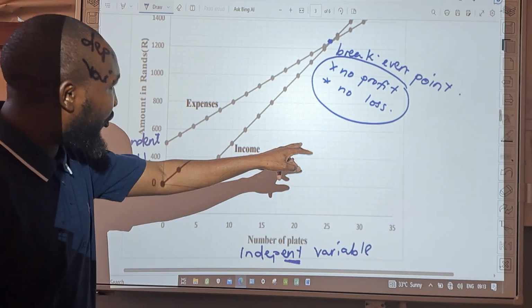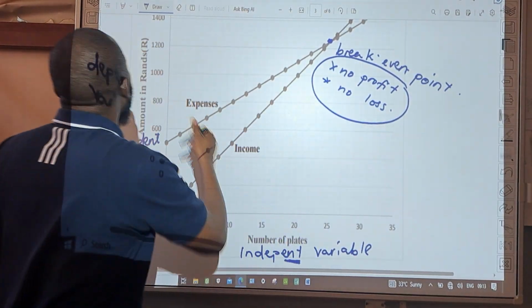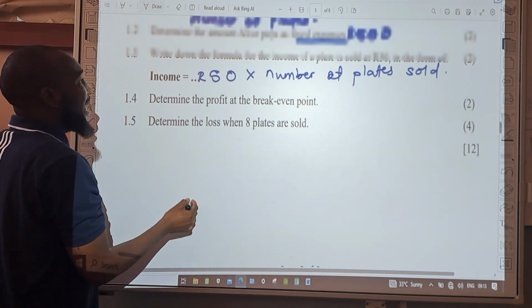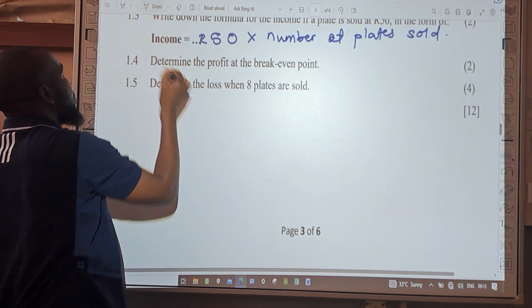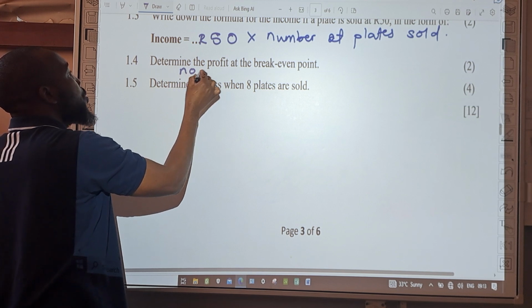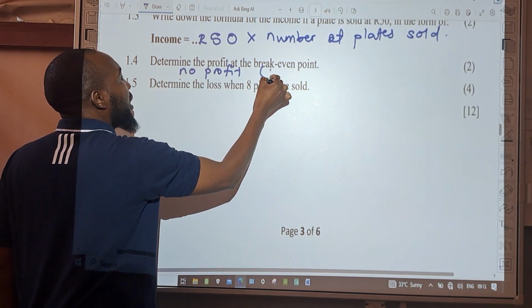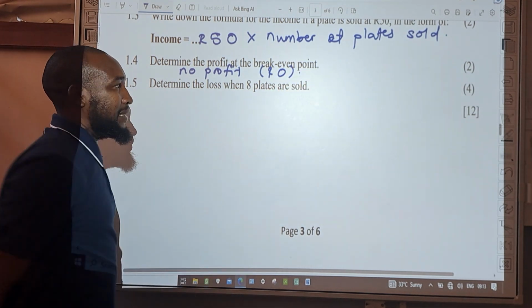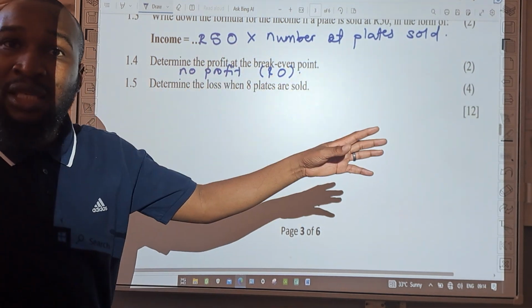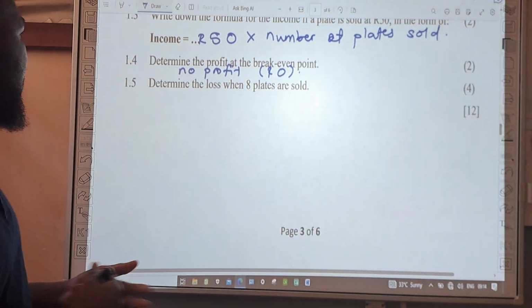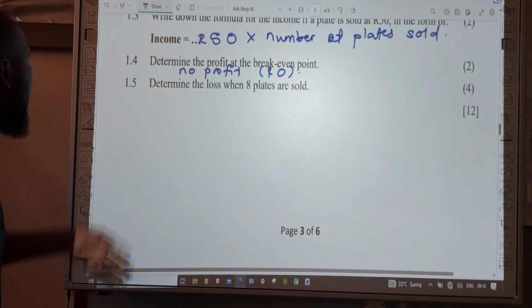So what is the profit? You can now say profit is 0 rands, or you can just write no profit. So you are not making any profit, you are also not making any loss. It doesn't need you to calculate a lot of things.